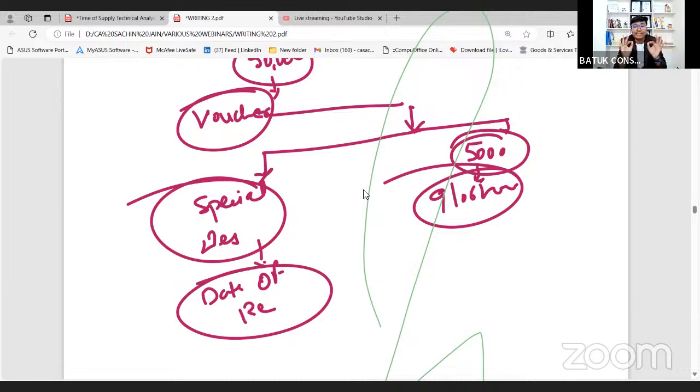So conclusively, we can say whenever there will be a voucher, and if the quantum of the voucher is known at the time of supply, in that case, date of issue of voucher will be treated as time of supply. And if the quantum is not known, in that case, the date of redemption of the voucher will be treated as my time of supply. Okay. This is my another example.